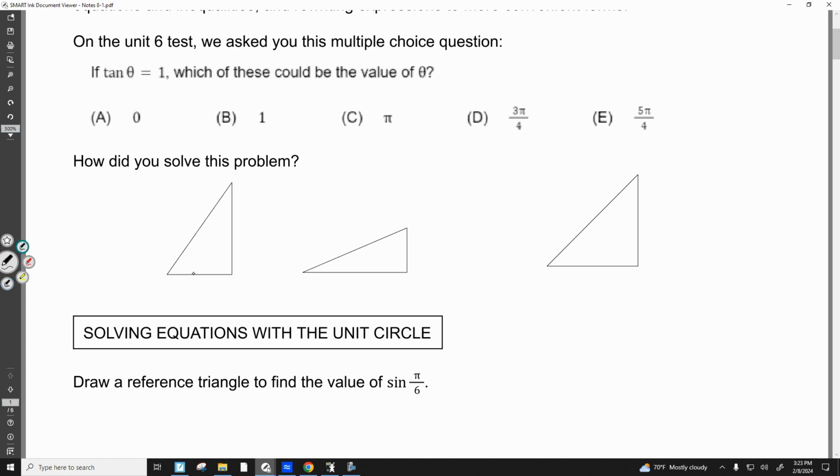The pi over 3s are back. The pi over 6s are back. The pi over 4s are back. Hooray. But you know what? They were always there. We just didn't pay attention to it. Okay? Cool?